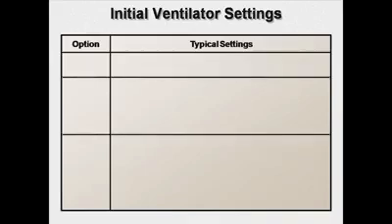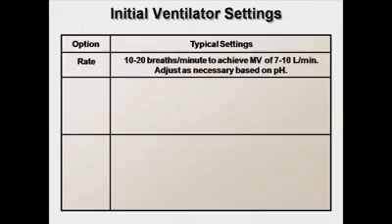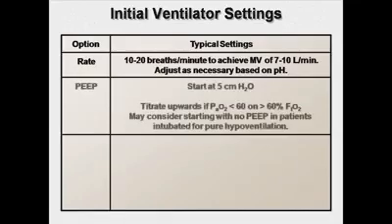For respiratory rate, set at 10 to 20 breaths per minute in order to achieve a minute ventilation of 7 to 10 liters per minute. Adjust as necessary based on pH. Start PEEP at 5 centimeters of water and titrate upwards if arterial oxygen tension is less than 60, despite an FiO2 above 60%. Some clinicians opt to start with no PEEP in patients intubated for pure hypoventilation, as in drug overdose.